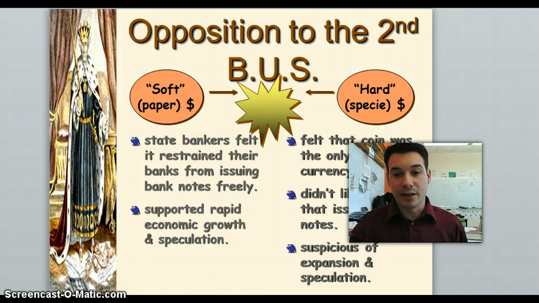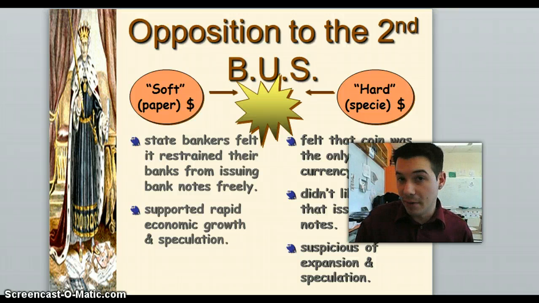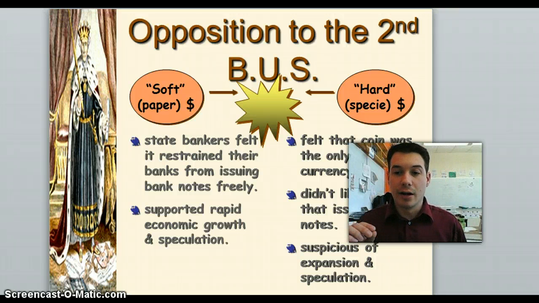Now, state bankers felt that it restrained their banks from issuing banknotes freely, this whole soft paper, and supported rapid economic growth and speculation. Again, paper money being buying almost on credit at that point. Versus hard specie, where it was felt that the coin was the only safe currency. And they didn't like any bank that issued banknotes. And of course, they were suspicious of any type of speculation, any type of credit.